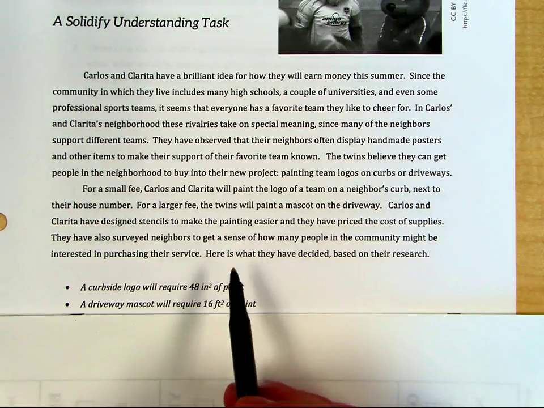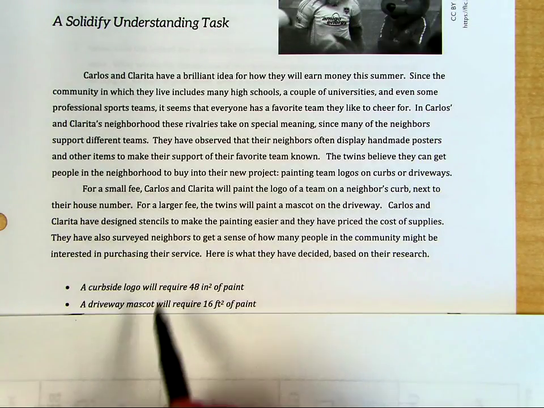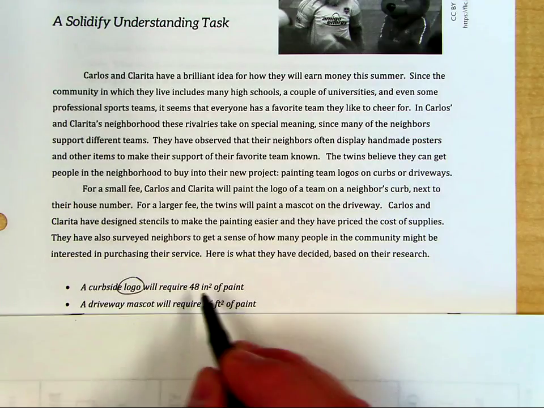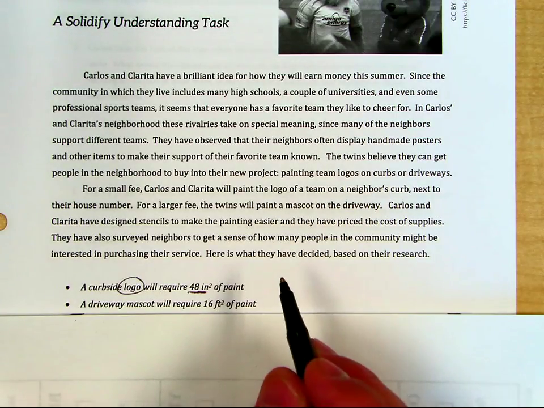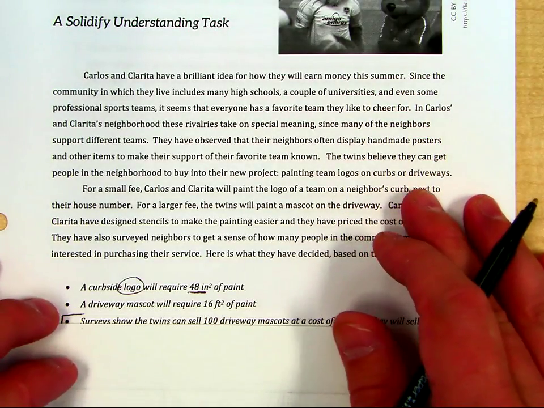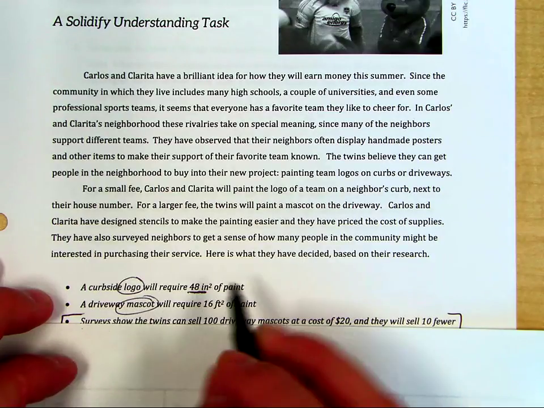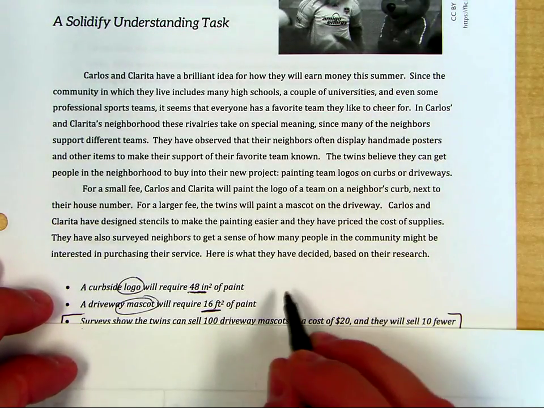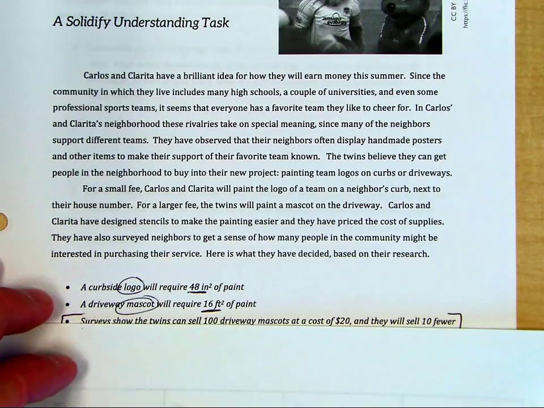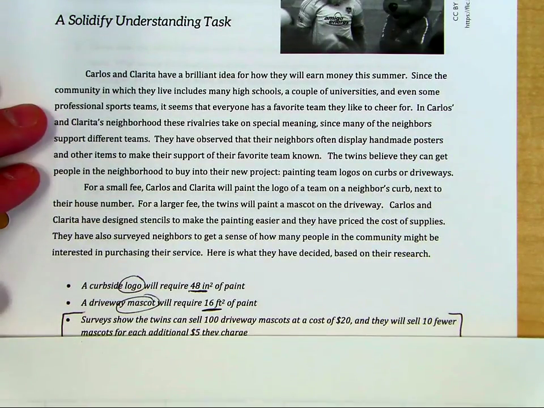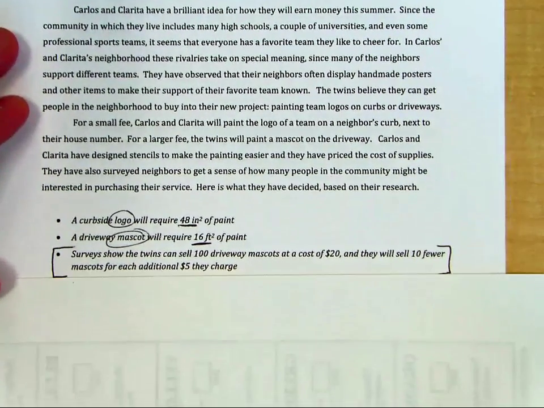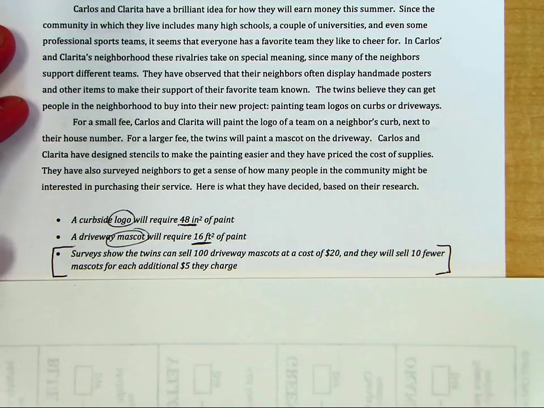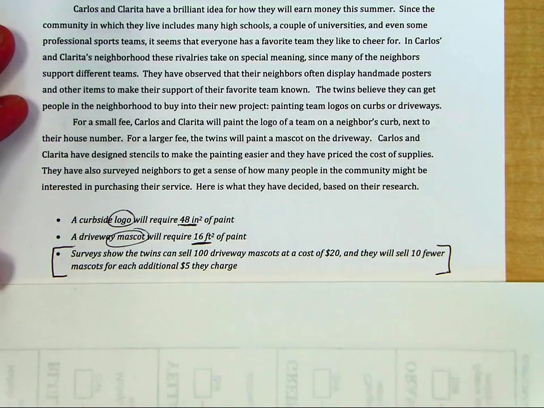They figured on making some money doing this, and they figured out for their designs a curbside logo will require 48 inches squared of paint, and a driveway mascot will require 16 feet squared of paint. We would have had to convert these to the other form, but we decided to skip that. This part of the task is for an optimization function at the end of the task, and we're just going to kind of talk about it and not do the whole thing.